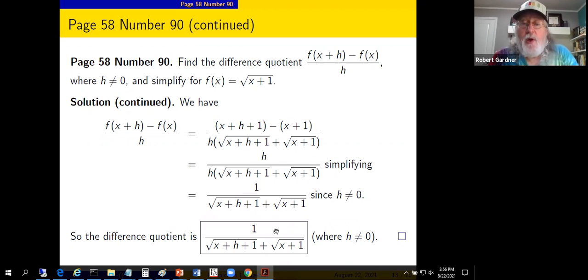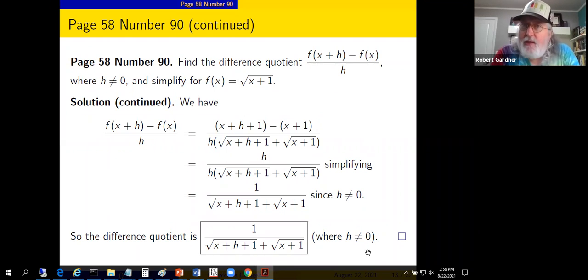So the difference quotient simplifies down to this thing. And I don't think you can really make that any simpler. We could rationalize the denominator, but we'd just be going backwards if we did that. We get back upstairs to where we started. So this is the intended solution. Again, don't forget h is not 0.